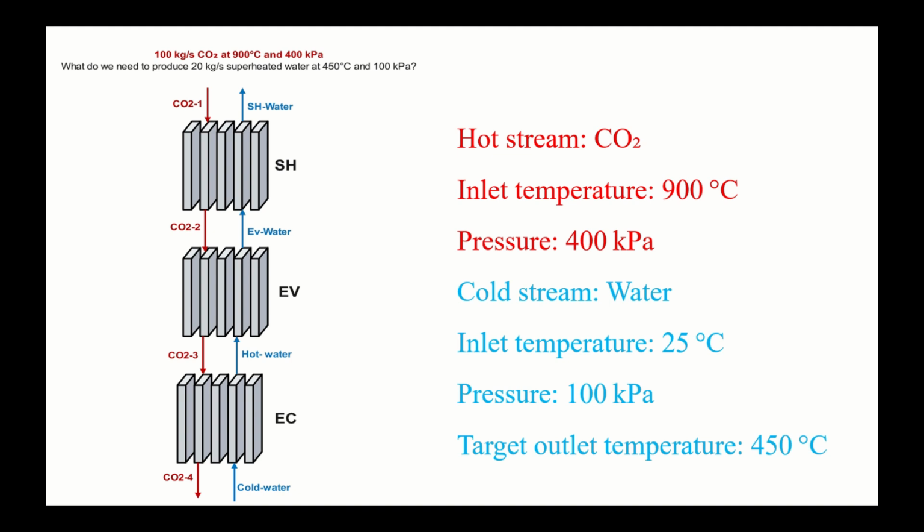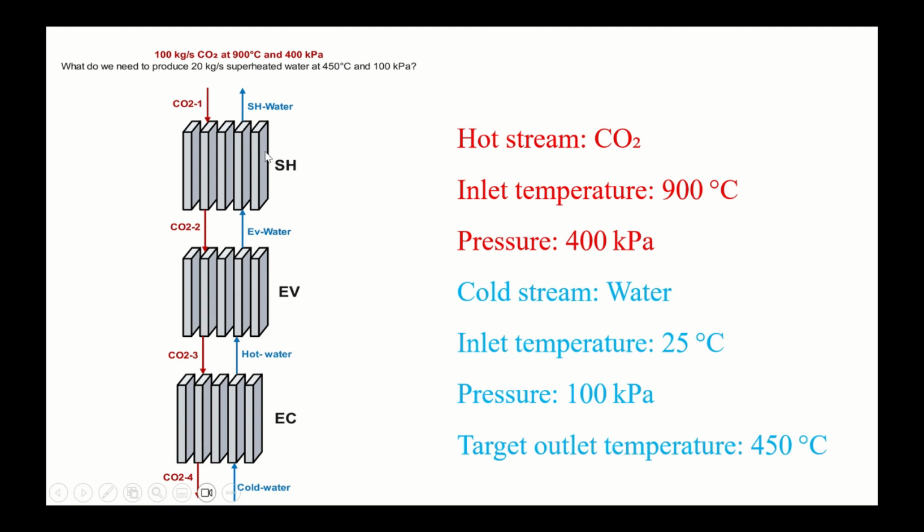Our heat source is CO2, which is captured from a CO2 capture process or any other applications. The CO2 is available at 900 degrees C and 400 kilopascals. We want to produce superheated water at 450 degrees C and 100 kilopascals. Our cold stream is water entering at 25 degrees C with a mass flow rate of 20 kilograms per second, and our hot stream mass flow rate is 100 kilograms per second.